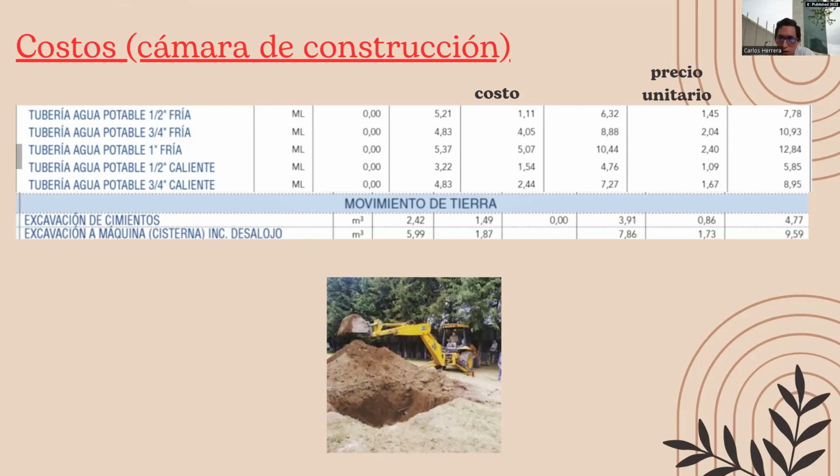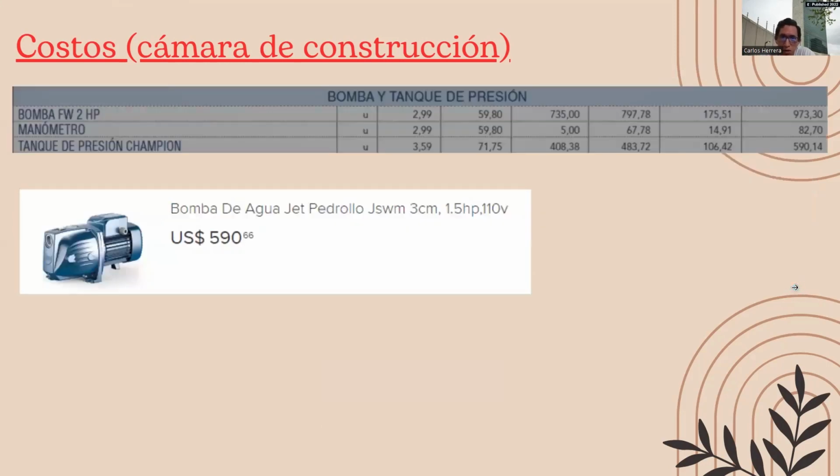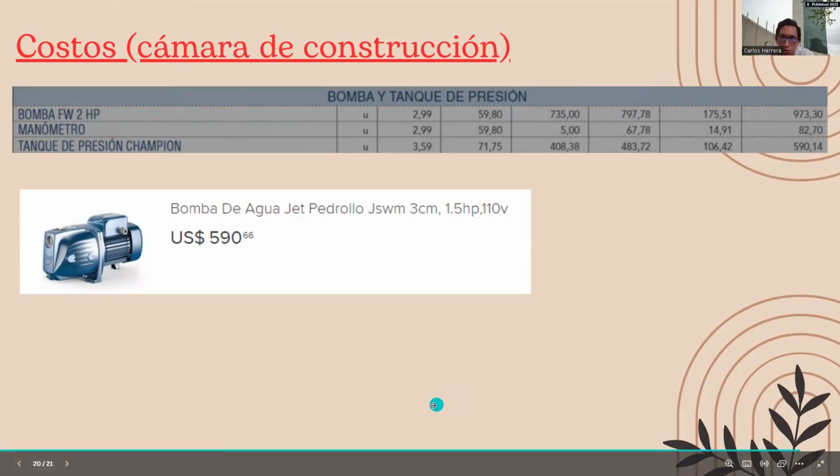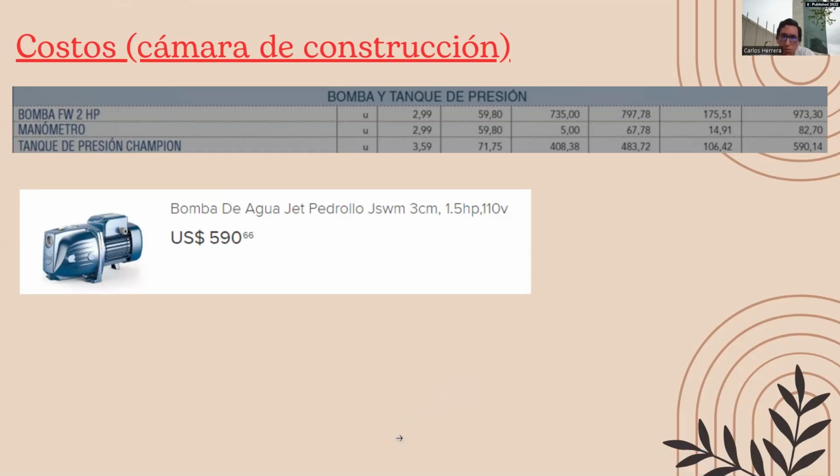In the next and last slide, we have the cost of the pumping system and pressure tank. The Pedrollo pump system costs 590 for 1.5 horsepower and 110 volts. Additionally, a pressure tank price is 106.42 without installation and 590.14 with installation. Choosing an appropriate pumping and pressure system is critical for ensuring reliable water supply and system performance in civil engineering installation.